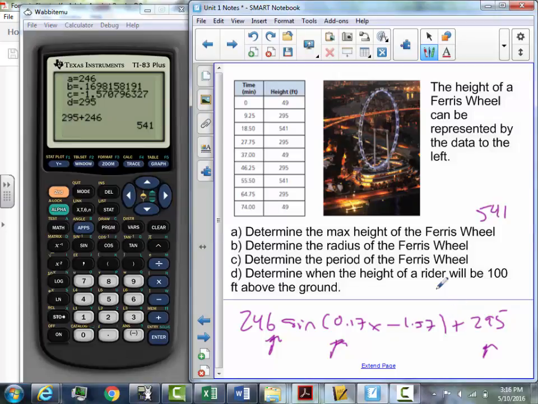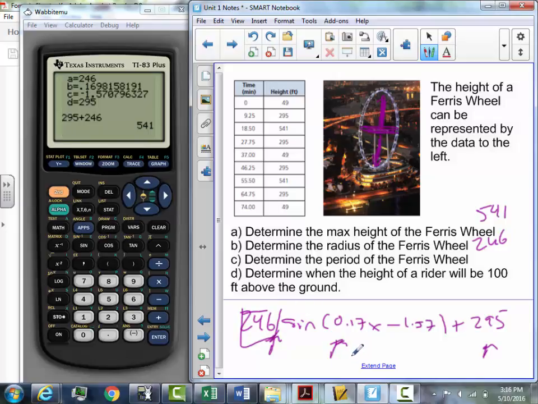What's the radius of the Ferris wheel? Well, isn't the radius of the Ferris wheel from the middle to the top or from the middle to the bottom? Don't we have another word for that? We don't call it a radius, we'd call it the amplitude. Well, the amplitude is just 246, because look, ta-da, there it is. The first number we know is the amplitude.